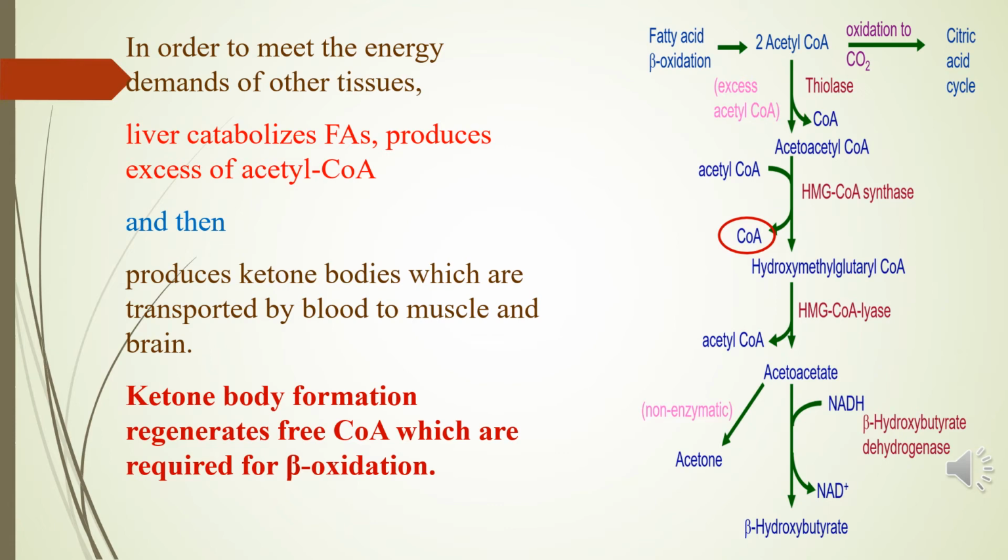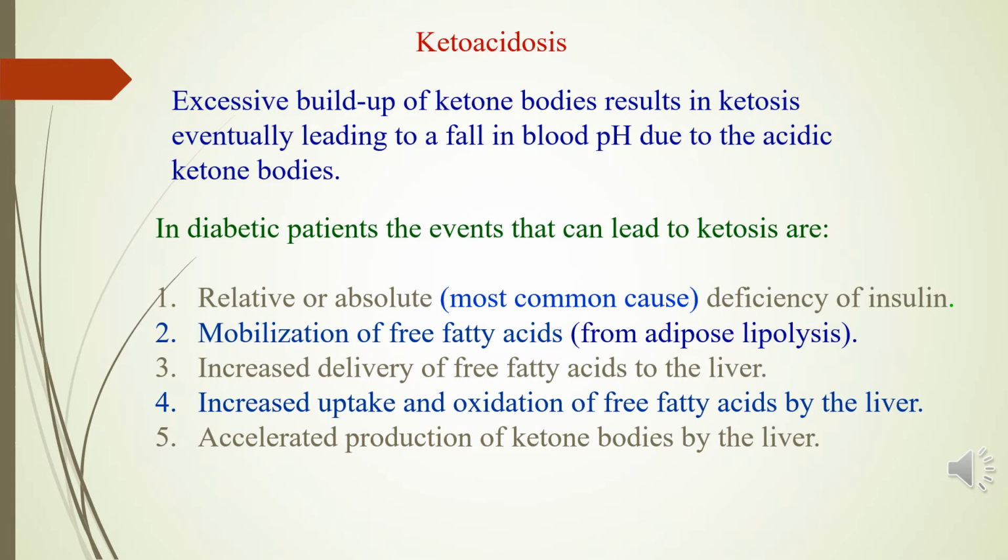Also, the process of ketone body synthesis is responsible for generation of the free coenzyme A, as we mentioned, that is required for the process of beta oxidation. So we have a question here: why is it obligatory to synthesize ketone bodies? First, there is energy deficiency, especially for vital organs like the brain.